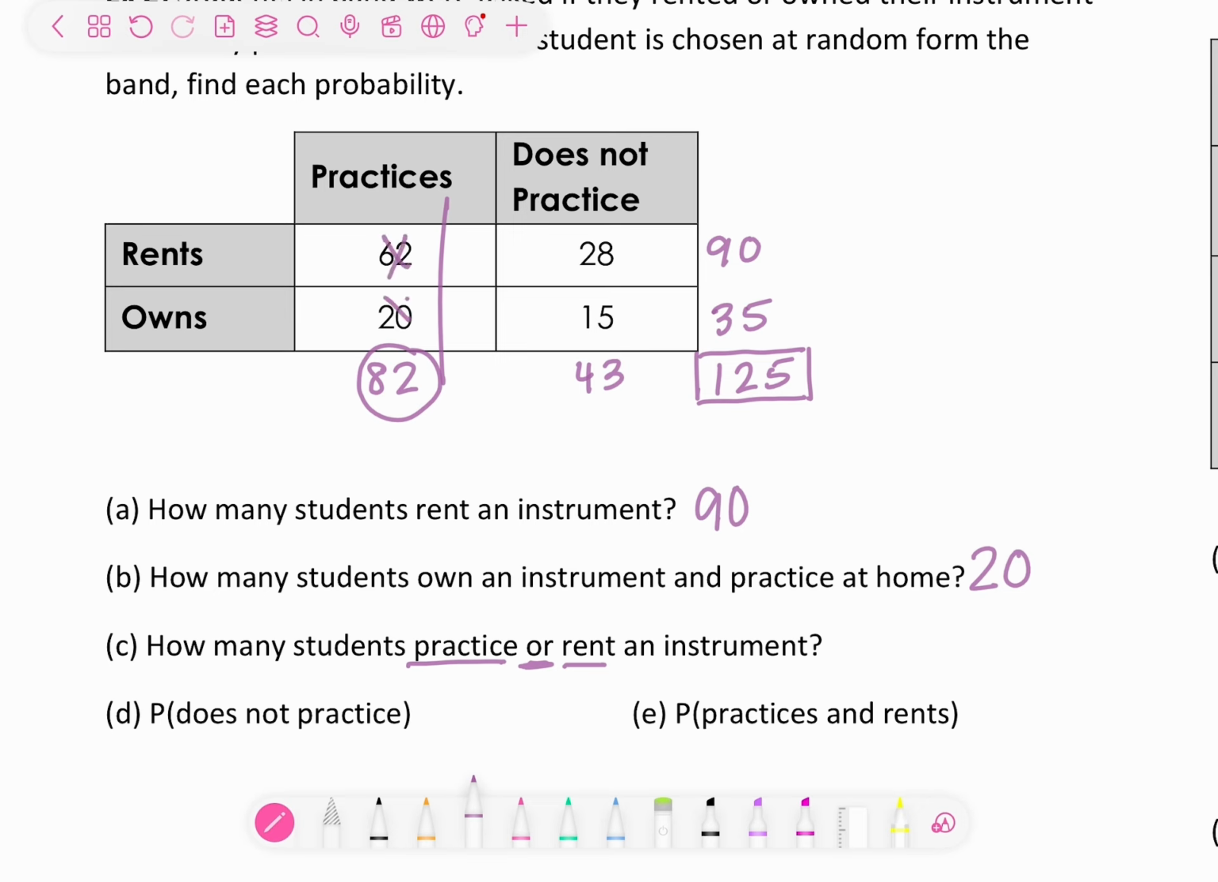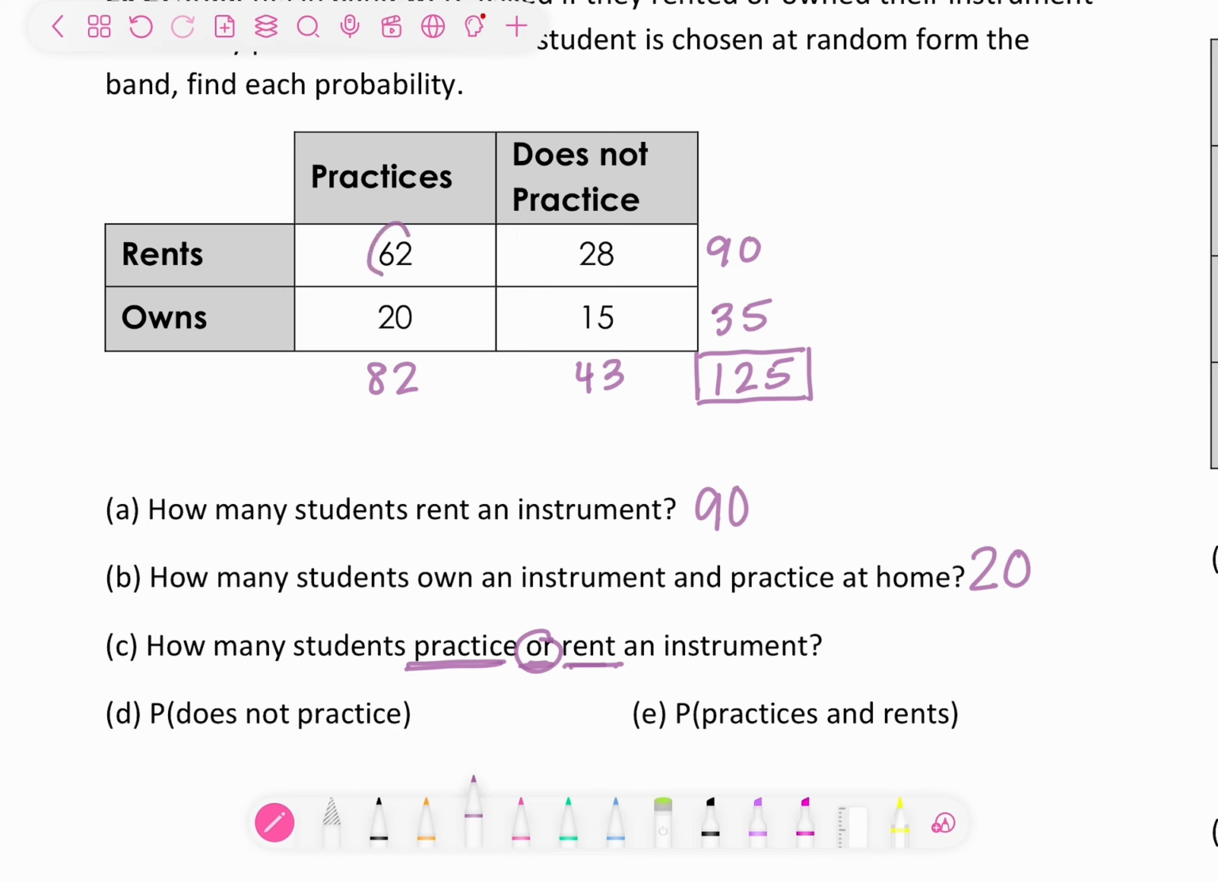So I've already counted the 62 and the 20. So in the rents category, the only one I haven't counted is the 28. You can't go over to the total because then that's counting the 62 twice, and we cannot do that. So again, when you're trying to figure out the or situation, you have to figure out anybody who practices or rents, but you cannot count anybody more than once.